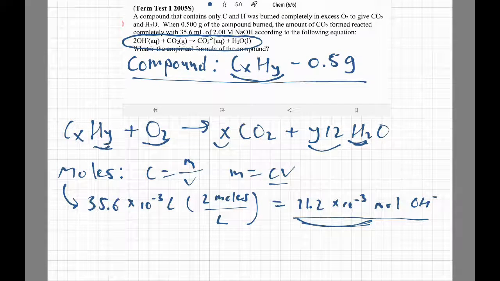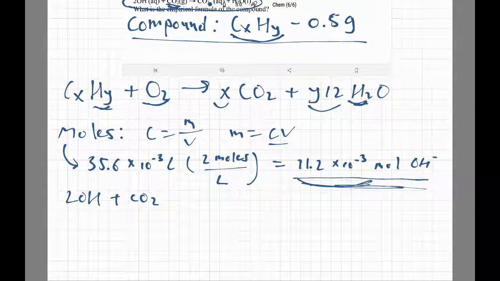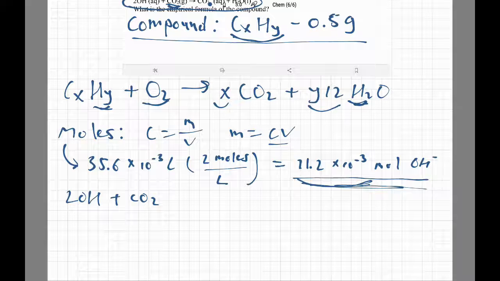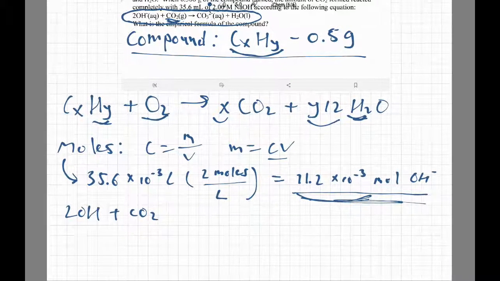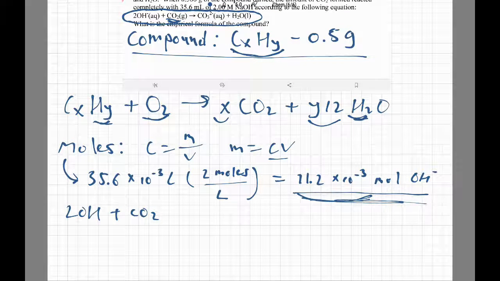Okay, so from here, our job is to figure out how much carbon dioxide will completely react, that's what the question says, with this much of hydroxide. Okay, when you look at this reaction, we see 2OH reacting with only 1 mole of carbon dioxide, right? So what does that tell you? That tells you that this is the ratio of the reactants that will react.